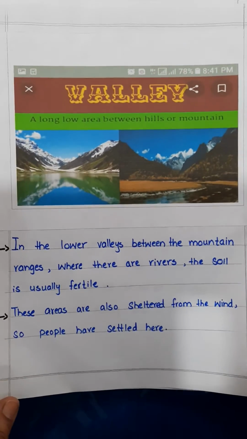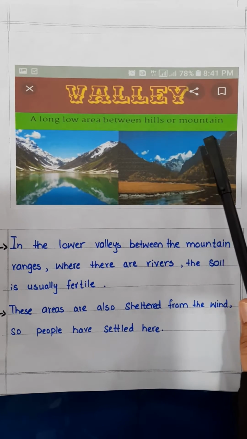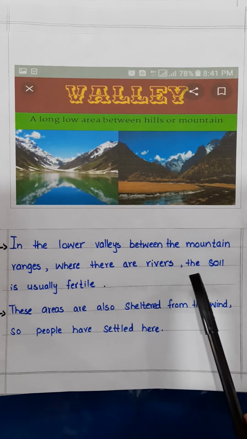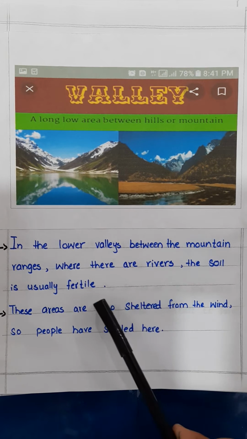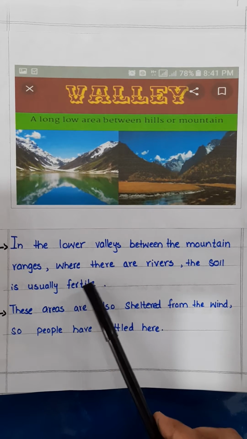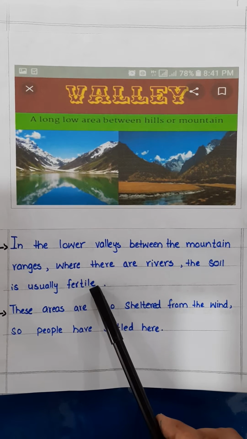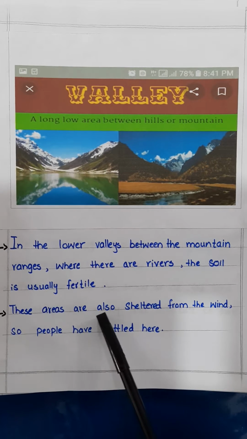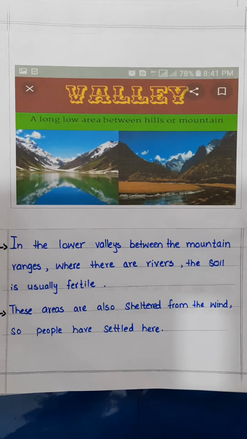Then we have valleys. What is a valley? A long low area between hills or mountains is called a valley. In the lower valleys between the mountain ranges where there are rivers, the soil is usually fertile. Fertile means the land which is suitable for farming. These areas are also sheltered from the wind, so people have settled here.